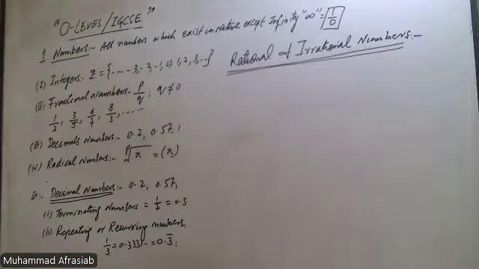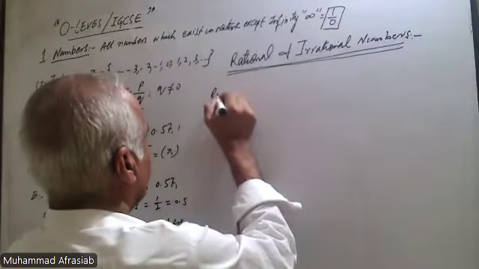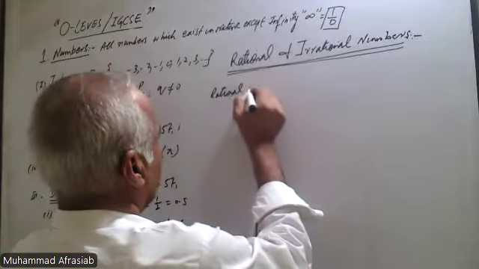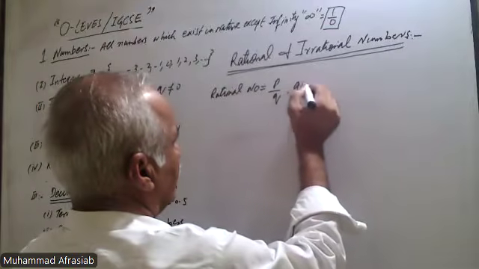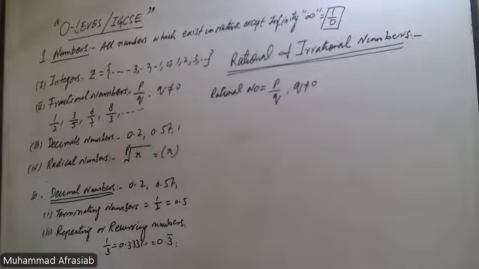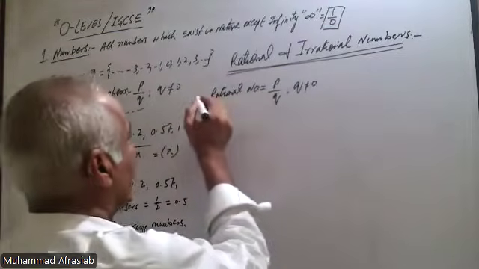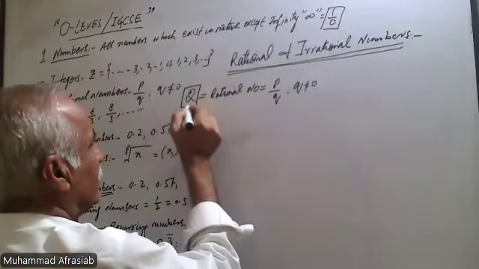So rational numbers are those numbers which are expressed in the form of P over Q, where Q is not equal to 0. They are called rational numbers. Or in simple words, if a number can be converted back to the form of a fraction, it is called a rational number. Rational numbers are denoted by the letter Q. So Q is basically the notation for rational numbers.